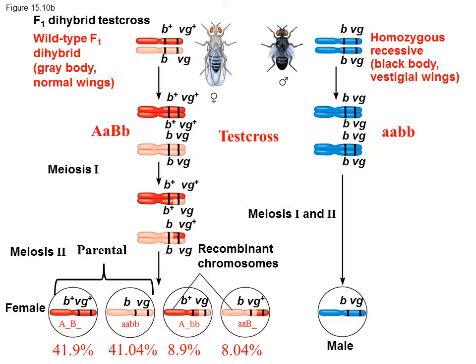Whenever you have a heterozygous crossed with a homozygous recessive for both genes, that is referred to as a test cross. So we will perform a test cross, and the outcome is 83% parental type and 17% recombination type.